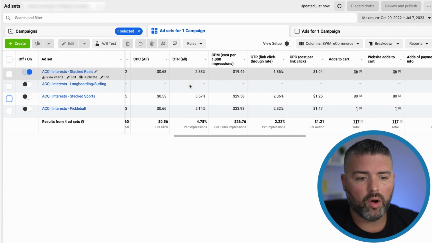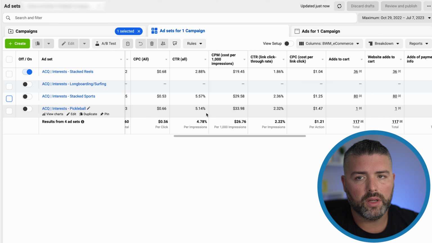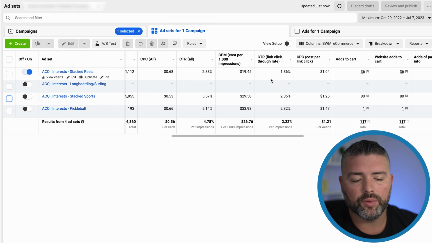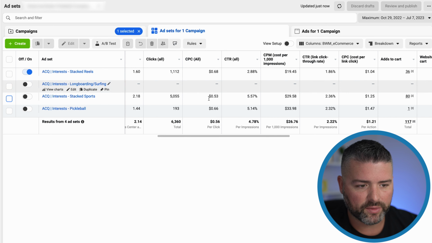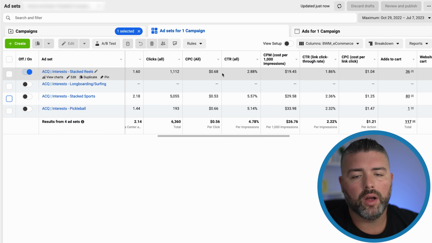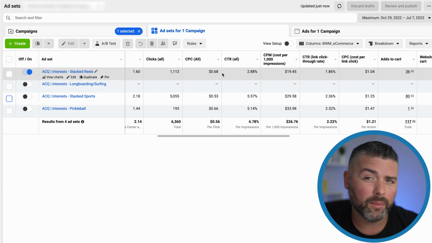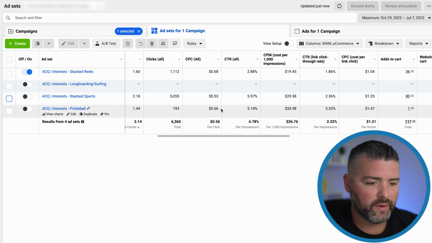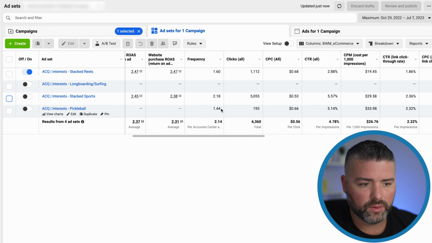And then click-through rate all. So this is going to be all the people that clicked versus the link click-through rate, which is people who went to the website. Your cost per click always should be less than $1, $2. I've heard they're going up, but I'm not confident in that. So at 33 cents, 53 cents, 66 cents, we're doing pretty good.